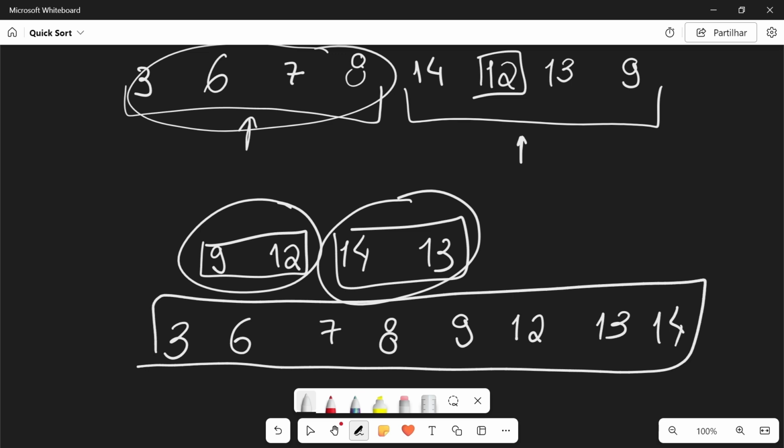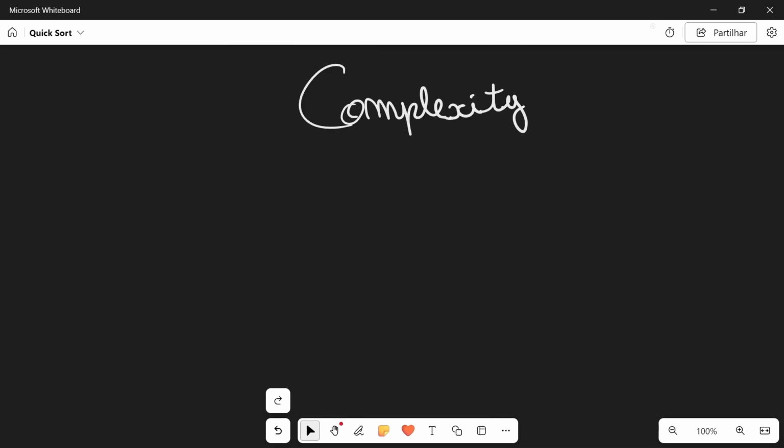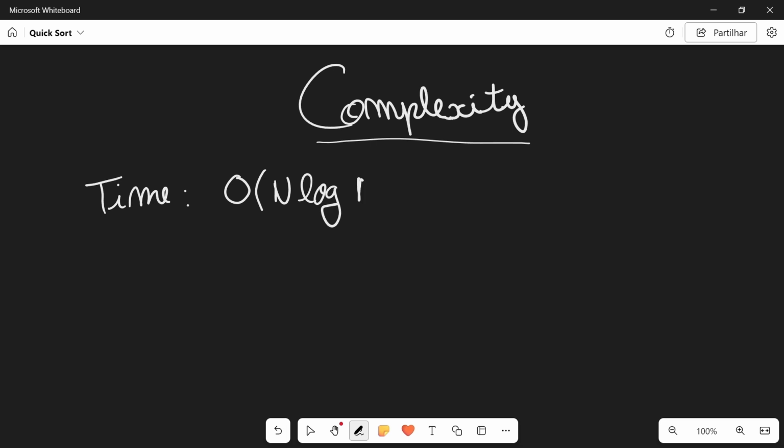This is going to be the quicksort algorithm. So now let's talk about the algorithm's time and space complexity. So time complexity first. On average, this is going to have a complexity of O of n log of n. Well, why is this going to happen?